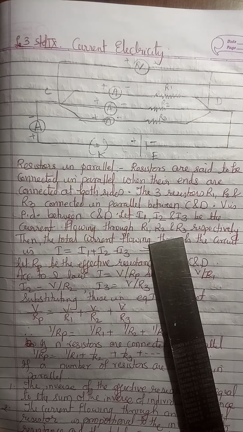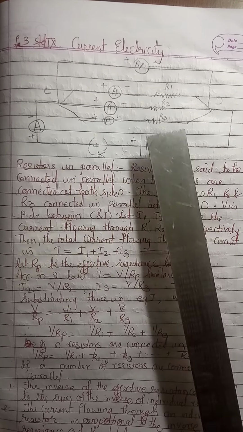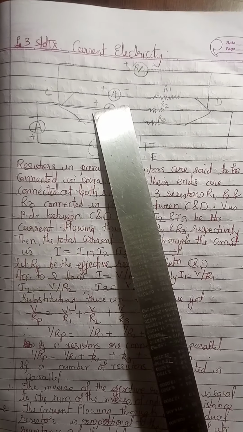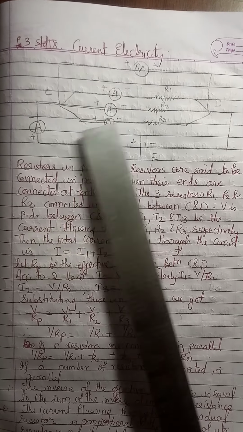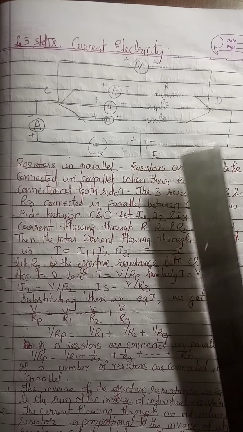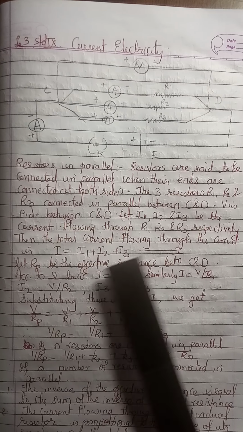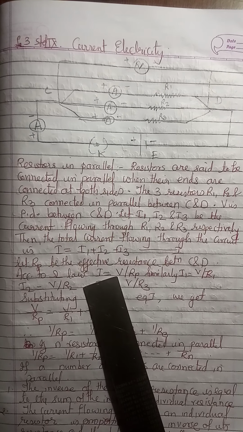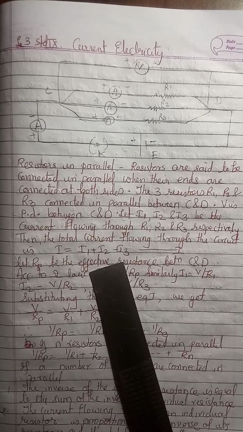Let I1, I2 and I3 be the current flowing through R1, R2, R3. This is R1, R2, R3, through this I1, through this I2, and through this I3 is passing through the resistors R1, R2, R3. So now the total current I is equal to the sum of the individual currents in the circuit. So I equals I1 plus I2 plus I3.